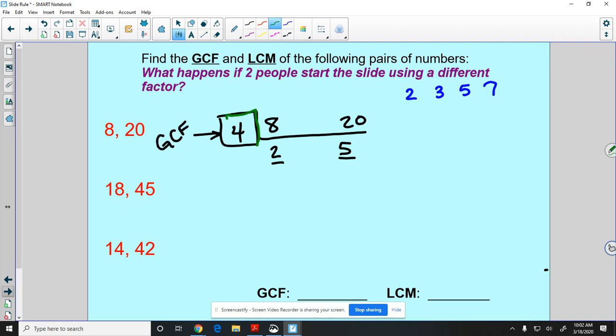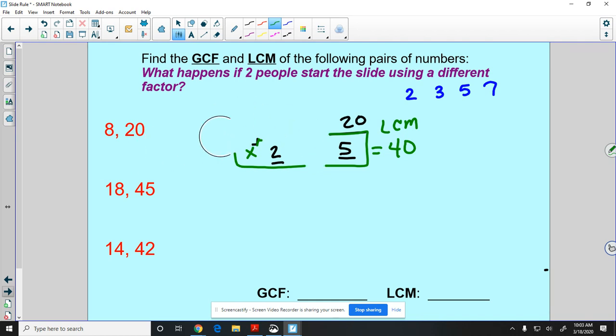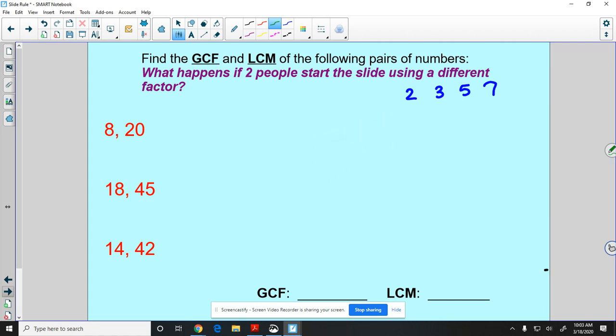The LCM, we have to make our little L. And we have 4 times 2 is 8, times 5 gives us 40. The same exact thing that we got before. Okay? So it doesn't matter what number you start with. Some people will start with 2. Some people will start with 4. You're going to get the same answers. All right. What I encourage you to do is to pause the video and try 18 and 45 and 14 and 42 and see what you get.